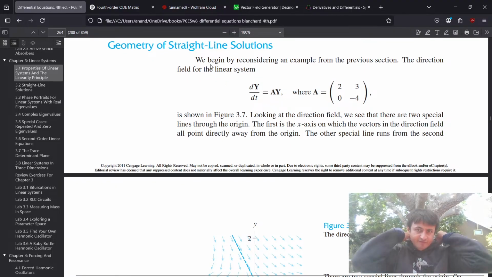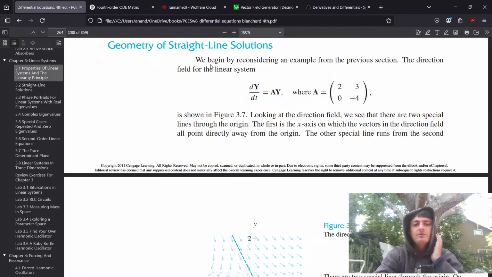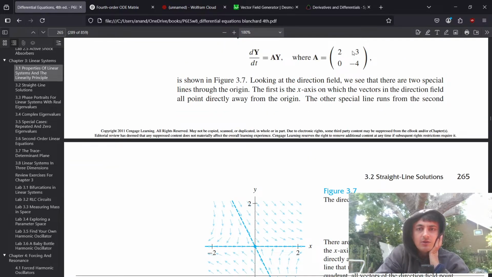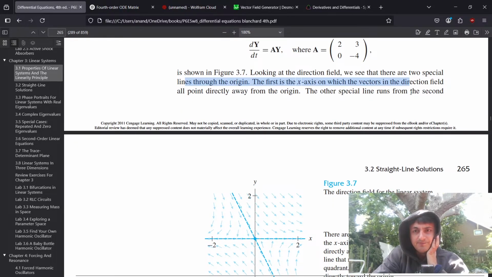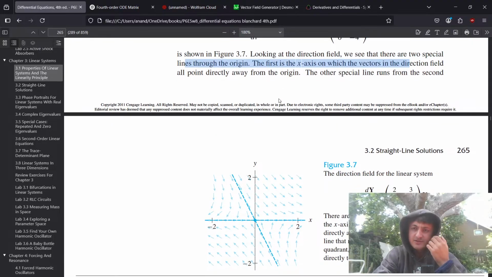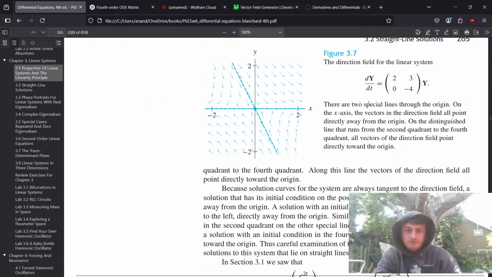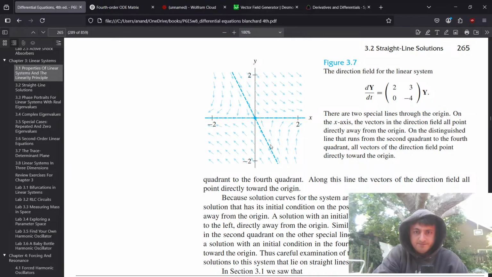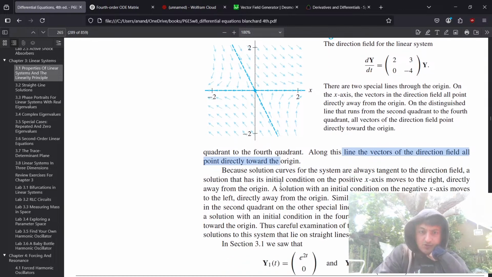The direction field for the linear system dy/dt equals A times y, where A is this matrix. Looking at the direction field, we can see there are two special lines through the origin. The first is the x-axis, on which the vectors in the direction field all point away from the origin. The other special line runs from the second quadrant to the fourth quadrant. Along this line, the vectors of the direction field all point directly toward the origin.